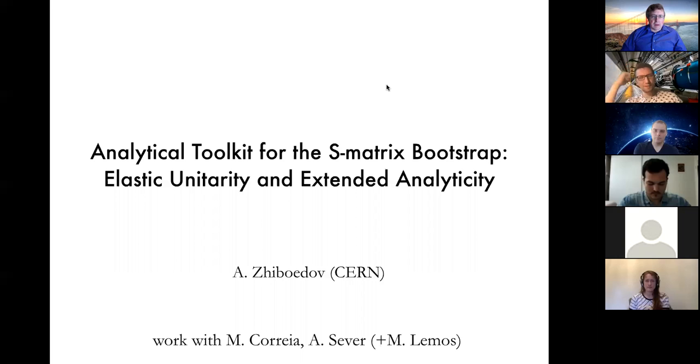I will talk about the work which I am trying to wrap up with Miguel Correa, who is a PhD student here, and Amit Sever. It is also part of a bigger project which we are doing with Madalena Lemos. So this would be an amplitude talk. It would be a bit technical. I will try to explain the idea and give some technical details, but please interrupt and hopefully it will be clear what is happening.